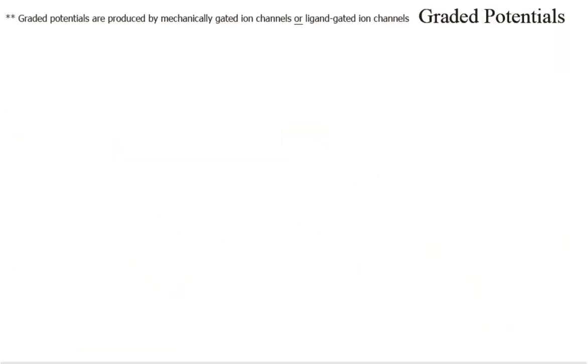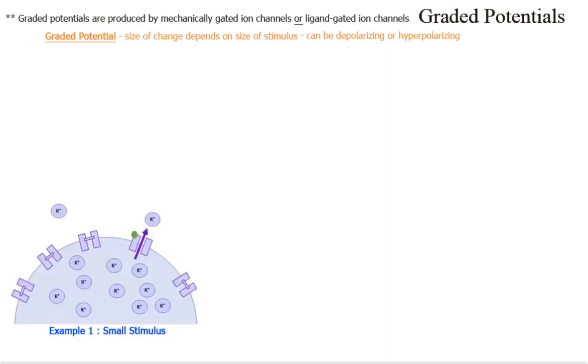There is one more key point to learn about graded potentials. So we've covered that a graded potential means that the size of the change of the membrane potential depends on the size of the stimulus. But the other key point is that graded potentials can be either depolarizing or hyperpolarizing. So let's look at one more example. In this example, I'm not going to use the animations. I'm just going to show the after pictures.